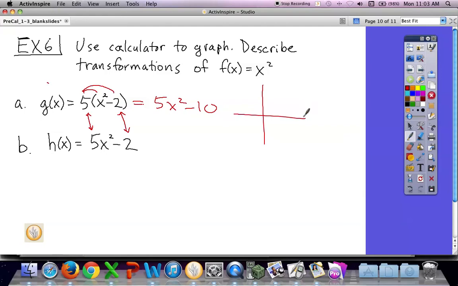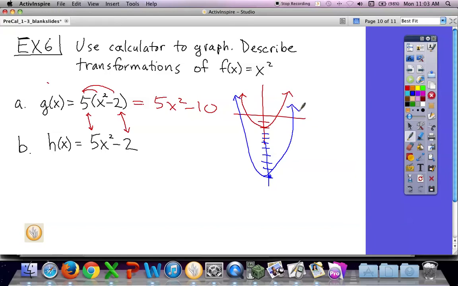You would say, okay, this x squared looks like that, right? And then you multiply everything by 5, that stretches it, right? That makes it go further away from the middle. So that's what makes that 2 drop all the way down to 10. So 3, 4, 5, 6, 7, 8, 9, 10. So the parabola now looks like that.